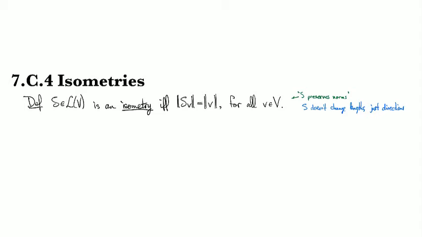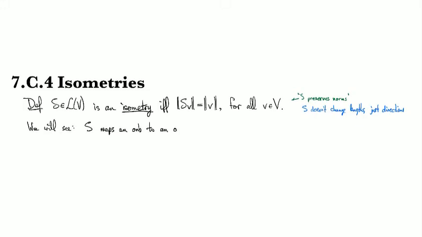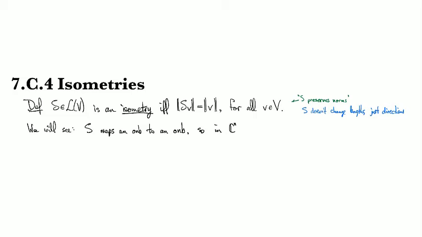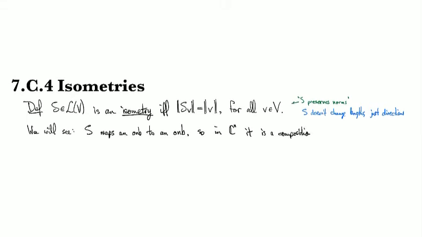Okay, so we will also see that an isometry maps an orthonormal basis to an orthonormal basis. And this is how you should think of an isometry. If our vector space is C^n, then it is a composition of reflection and rotation.